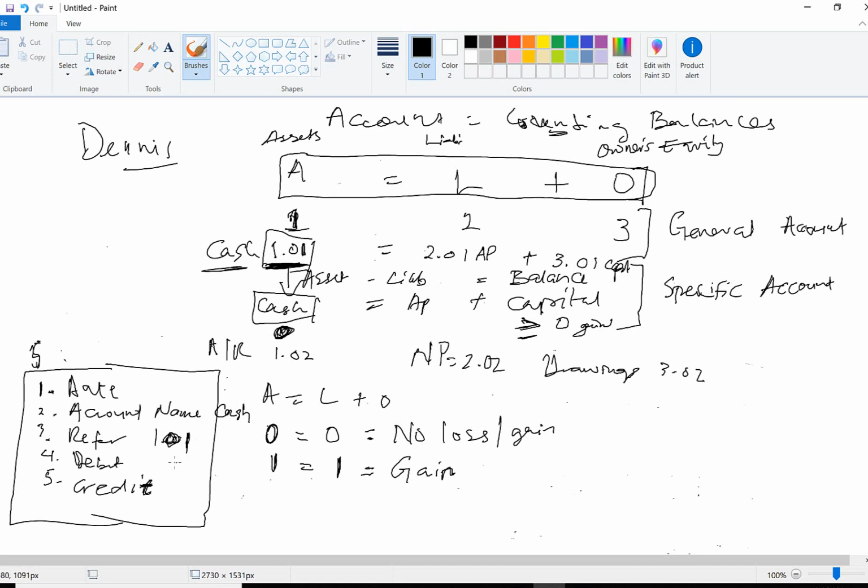So therefore, if you have 100 debit here, you have 100 credit, the balance is equal to 0. That means this is balanced. Here too there can also be a loss. You gain one or you lose one. Right.